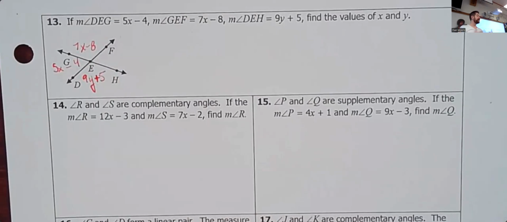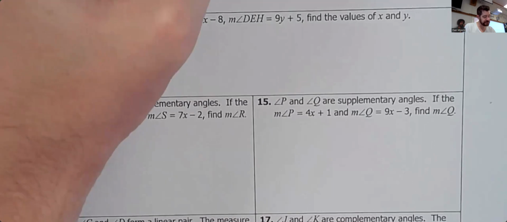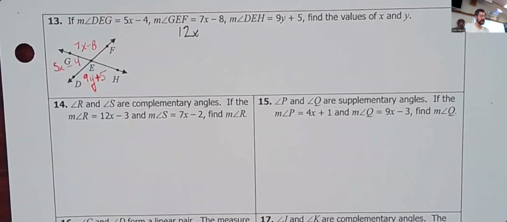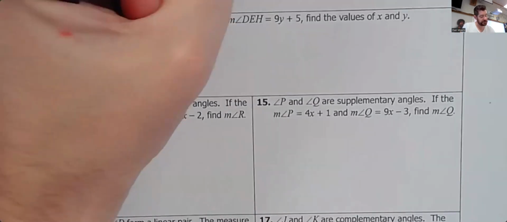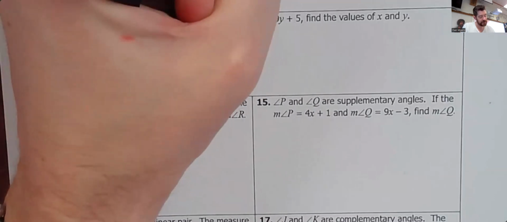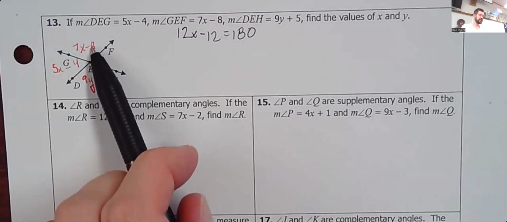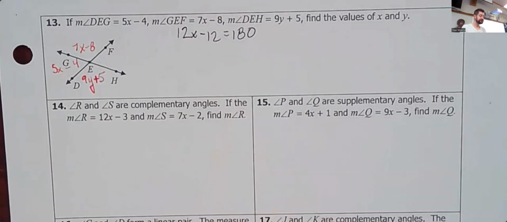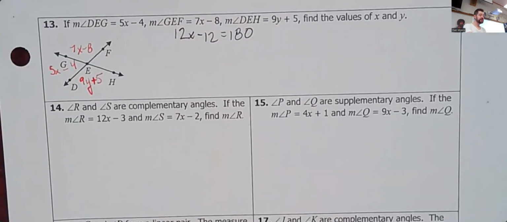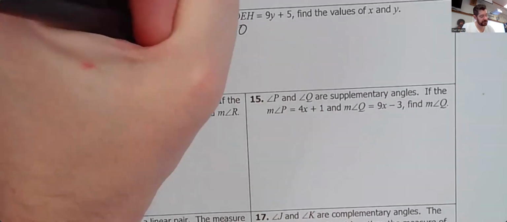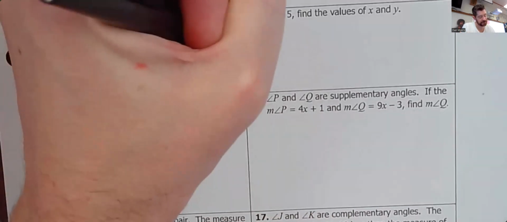So I'm just going to go ahead and combine like terms before I write the equation this time. So 5x plus 7x is 12x. And then -8 and -4 equal -12. So 12x minus 12 equals 180. So I just combined those two angles together. They add up to equal 180. And then adding 12 to both sides means that we're going to get 12x equals 192.